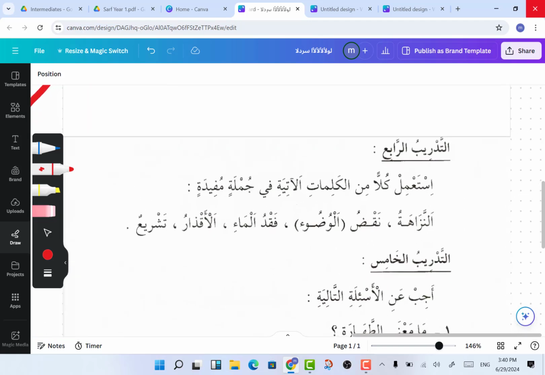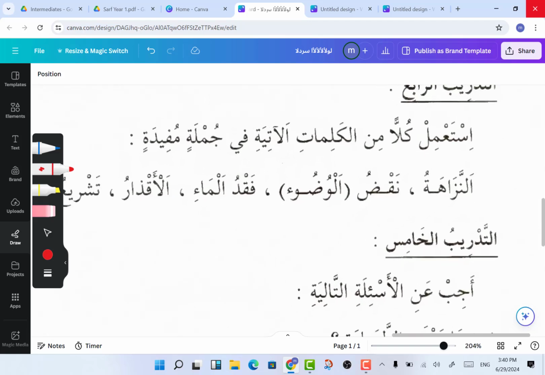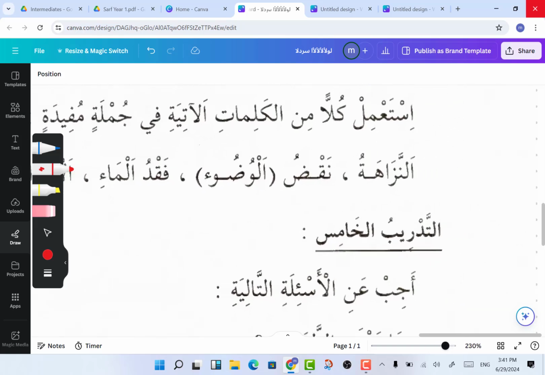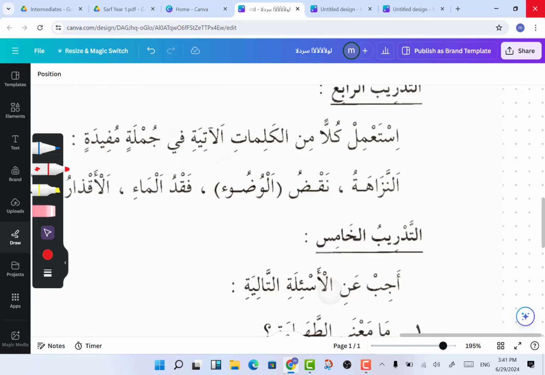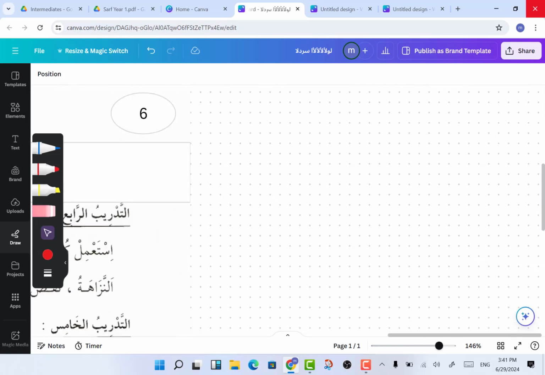التدريب الرابع: استعمل كلا من الكلمات الآتية في جملة مفيدة. So we should make use of every word here, the following words, in a meaningful sentence. النزاهة. Where's my marker? Now النزاهة. Let me start from here.